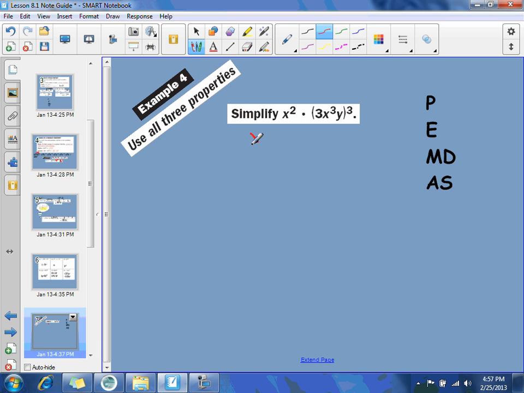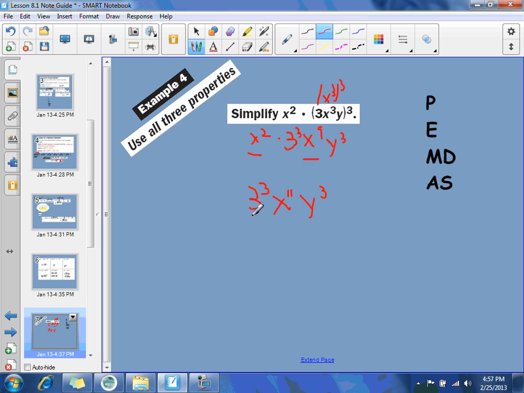So x squared I can't do anything with. But I can take my 3 to the third power. My x is already to the third power, and I'm taking that to the third power. So that actually means x to the 9th power. And then y to the third power. Now, I have an x squared here and an x to the 9th here. I can combine those. X is now to the 11th, and y to the third.